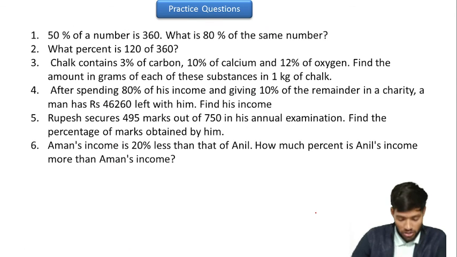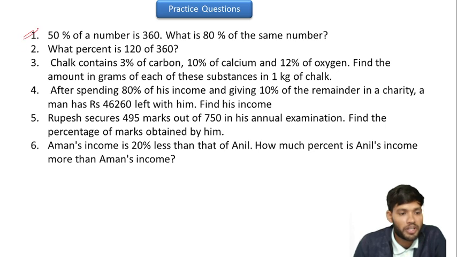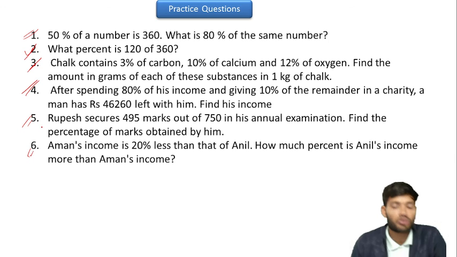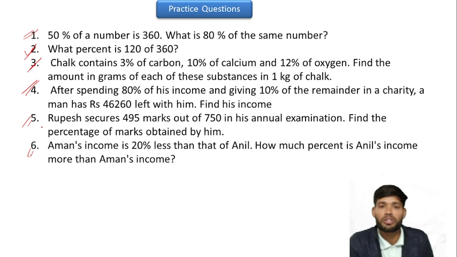Now these all 6 questions are for your practice, and you have to solve them after this lecture and make sure to note properly during the lecture.